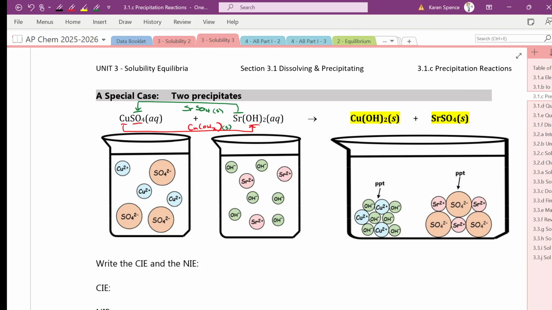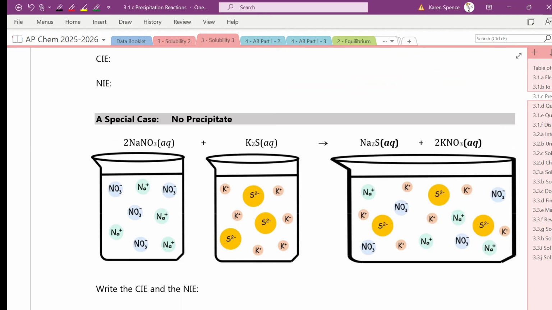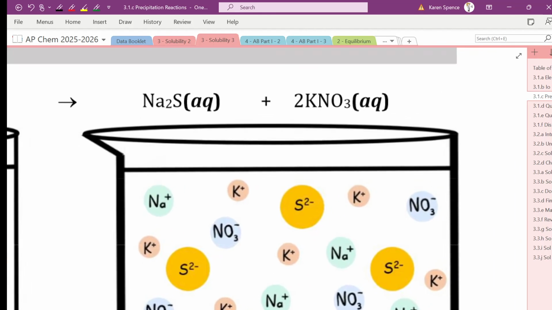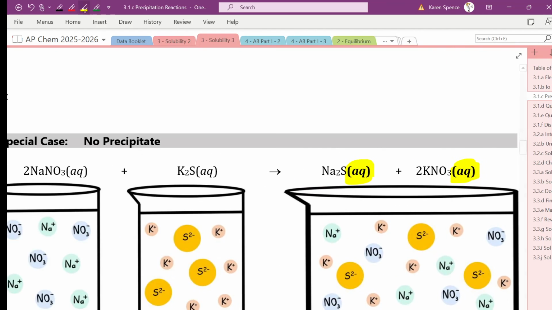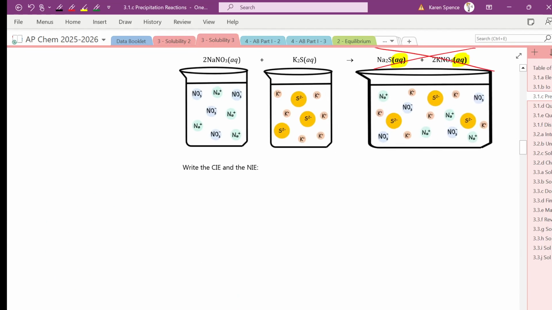Okay, so what would we know about the complete ionic and net ionic equations here? They're the same, because there's no spectator ions. Everybody gets taken out of solution. All right. What if we get no precipitate? What if both of my products are aqueous? What do we do? That is no reaction. Okay, is that good? All right.